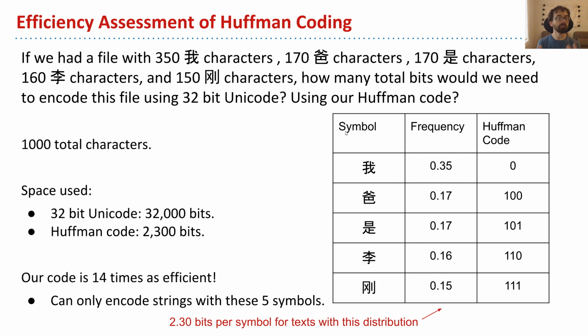Our code, as we've seen, is 14 times as space efficient, though there's a downside, which is that our new code can only encode strings that have these 5 symbols. If we have another character, say an English character or any other Chinese character, we'll have no way to represent it. Our code only supports these 5 characters. So that's the trade-off. We get more efficiency because we're only representing a subset of all possible characters. Okay, so that's the basic idea behind Huffman coding.